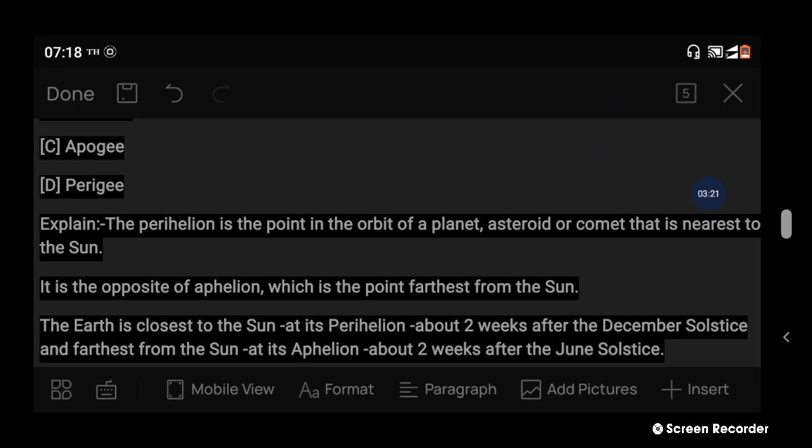The earth is closest to the sun, at perihelion, about 2 weeks after the December solstice, and farthest from the sun, at aphelion, about 2 weeks after the June solstice.